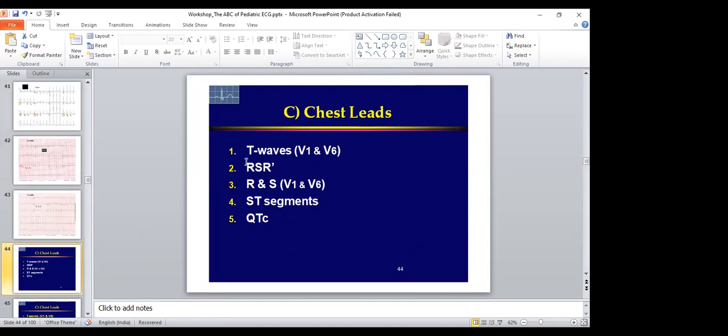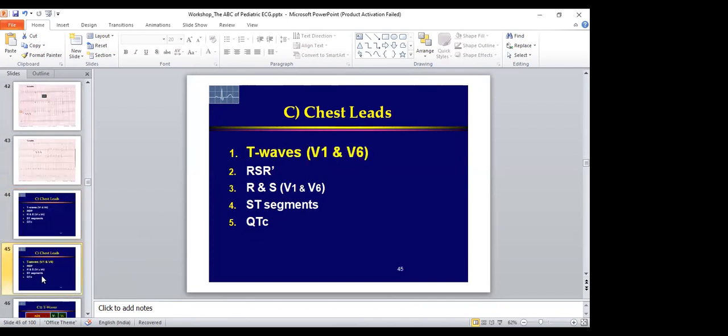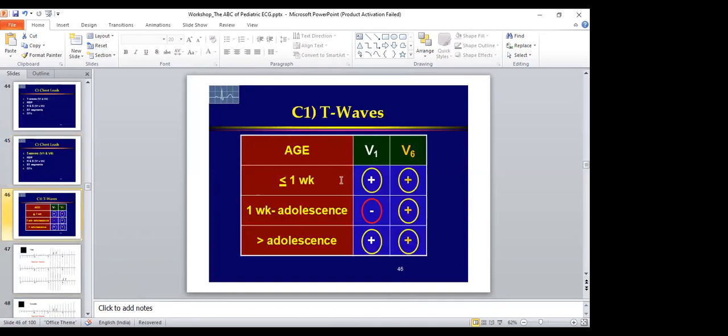Coming to chest leads, T waves are what we have to check on V1 and V6. Then the RSR' pattern on chest leads, R and S height differentiation to define hypertrophy, ST segments to tell about depolarization and repolarization, and the corrected QT interval. So for T waves, we have to understand that V1 and V6 will have positive T waves in less than 1 week or in adolescents, and from 1 week to adolescence, V1 will have a negative T wave.